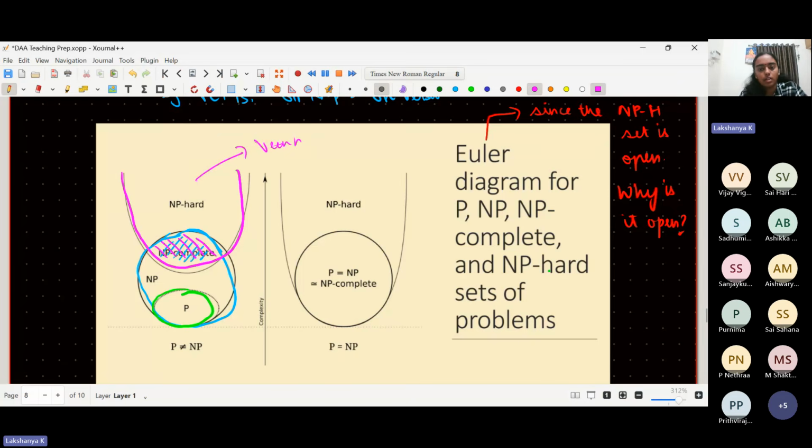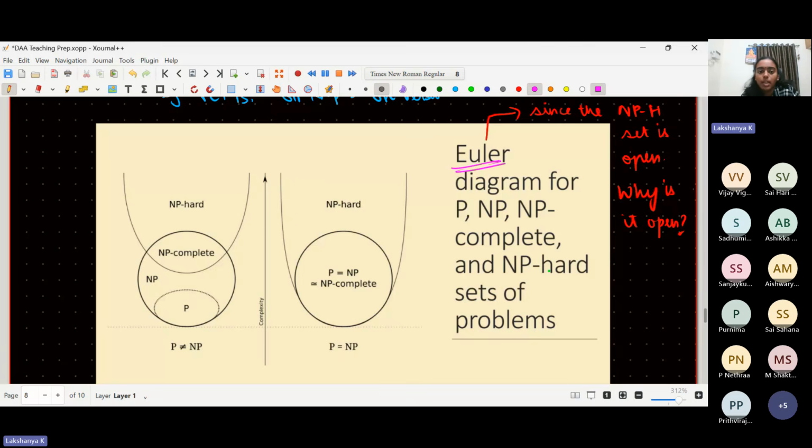But here it's called an Euler diagram. The reason being, in a Venn diagram, your circles are usually closed polygons. Here, one of the curves is open, indicating a set which is not completely closed. The NP-hard set is open. That is why we call this an Euler diagram and not a Venn diagram.